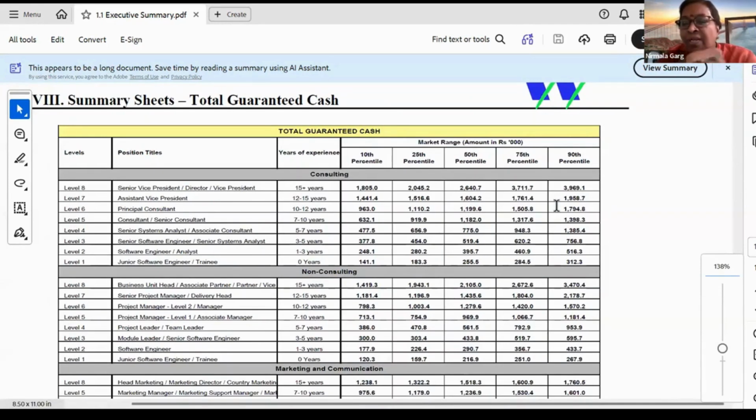If you look at total guaranteed cash, a report will also tell you what total guaranteed cash means.